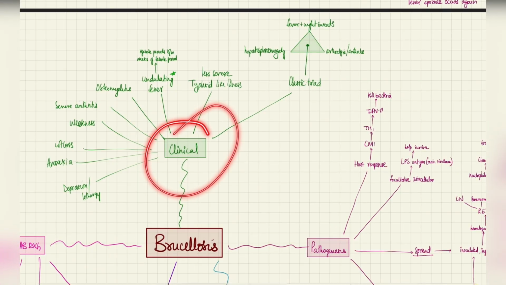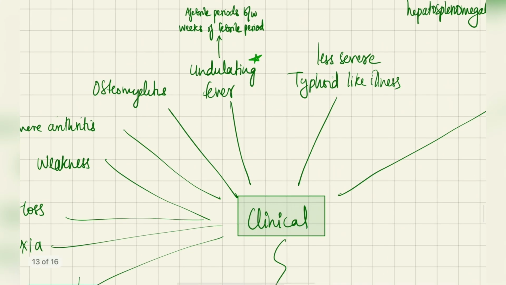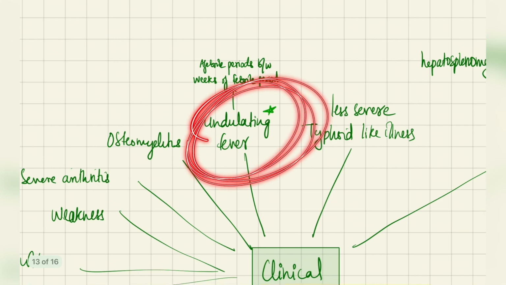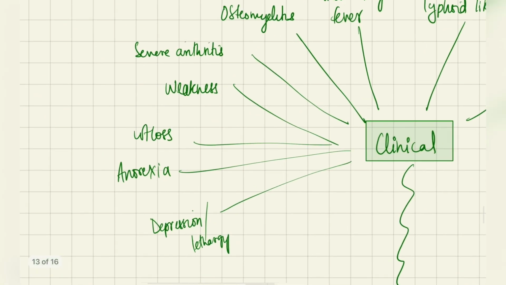Clinical features are very much important: the classical triad of fever, night sweats, hepatosplenomegaly, plus arthritis, arthralgia, and undulating fever, very important. Afebrile periods in between weeks of febrile period.